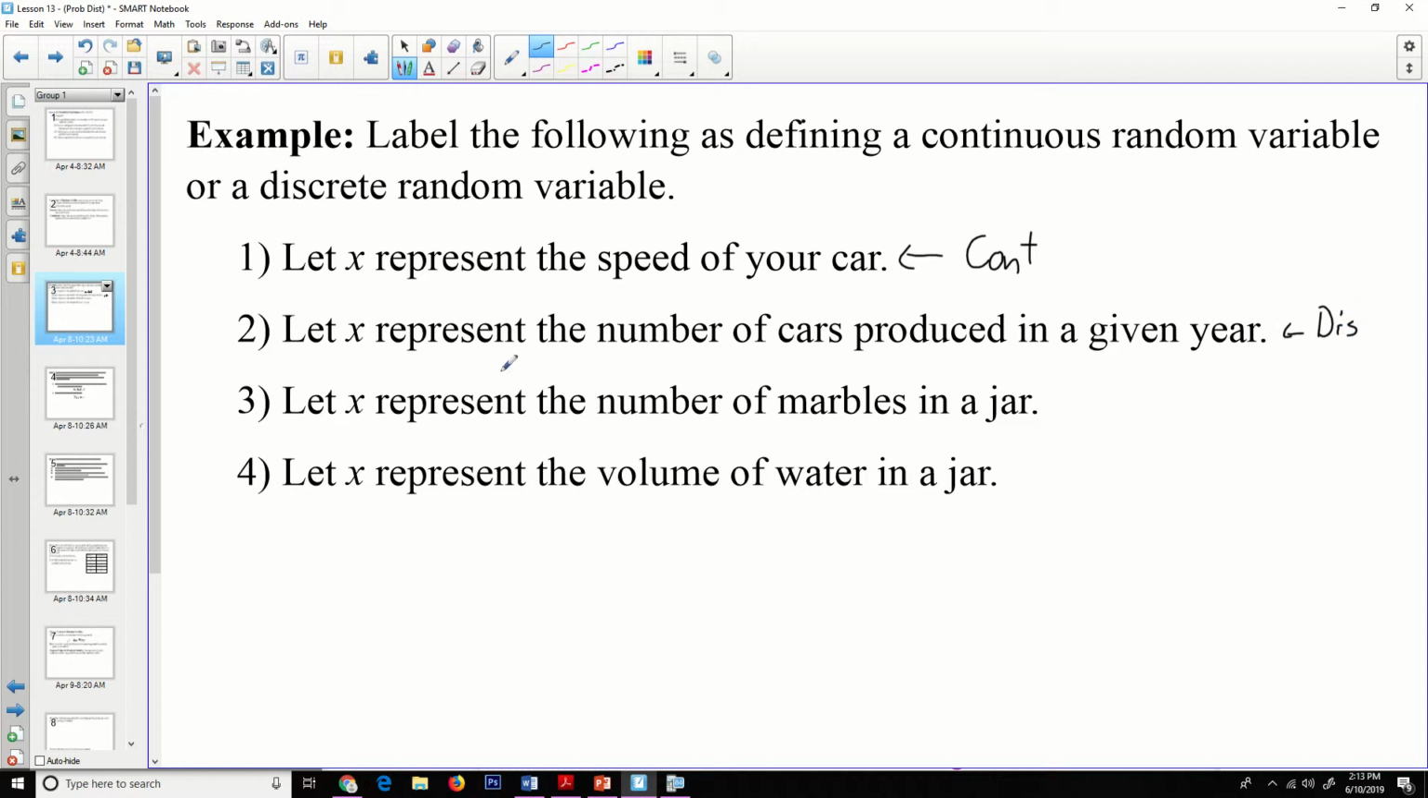Let x represent the number of marbles in a jar. And again, you can't have a half a marble, so this one's going to be discrete. And let x represent the volume of water in a jar. Now you can cut your volumes because water can be cut into smaller and smaller individual pieces. It's uncountable, so we're going to call that continuous.